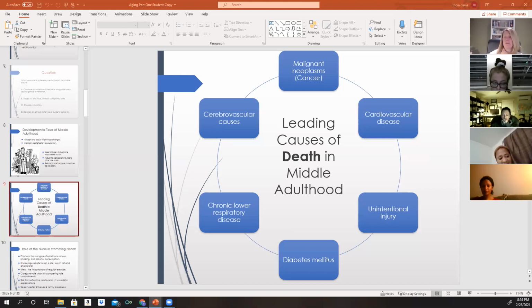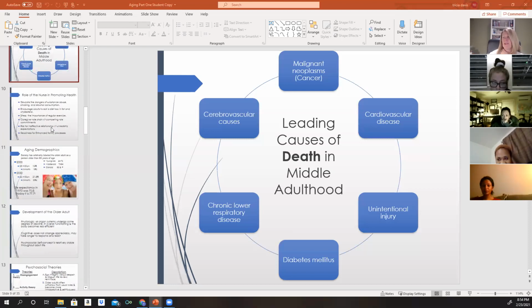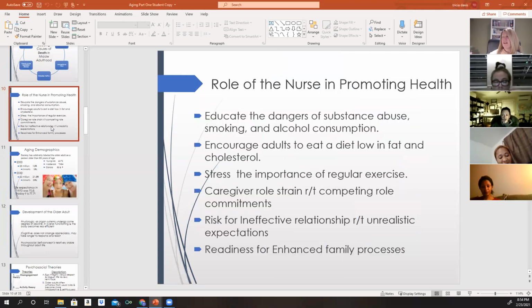High sodium intake. Yes, high sodium intake, poor diet. All right. So what is the role of the nurse in promoting health? We're going to educate our patients about the dangers of substance abuse, about smoking cigarettes and consuming less alcohol. We're going to encourage adults to eat a diet that's low in fat and cholesterol, high in protein, with lots of veggies and lots of fruits. Stress the importance of regular exercise.